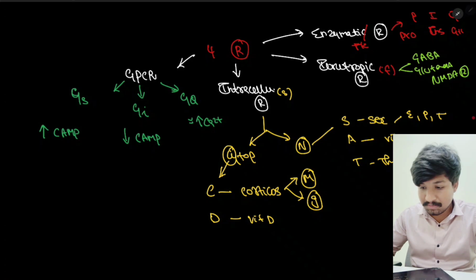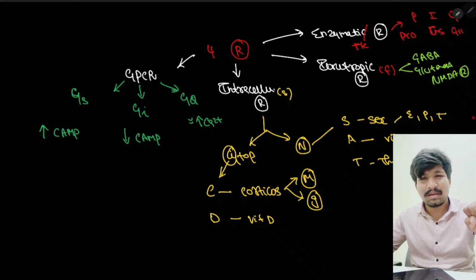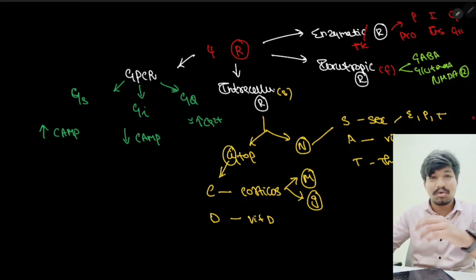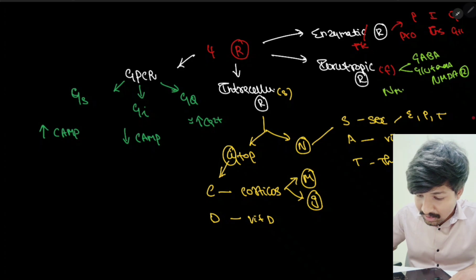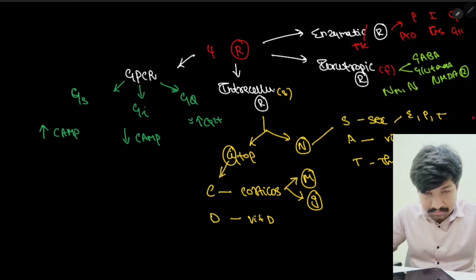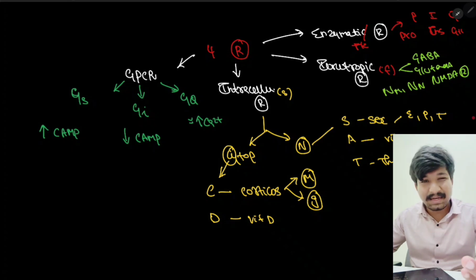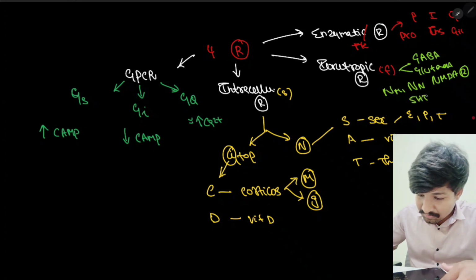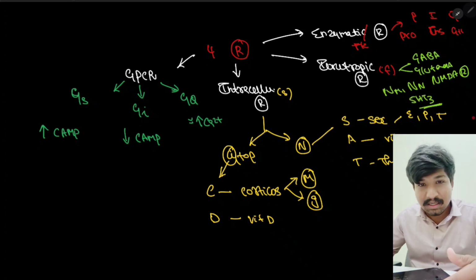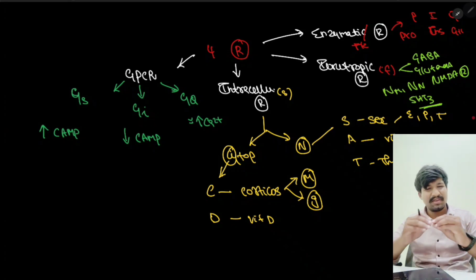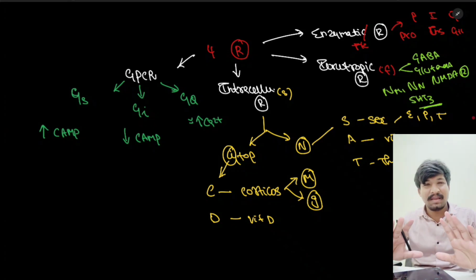Then we have GABA receptors, and the fastest thing we should have is nerve and muscle coordination, right? So nicotinic receptors, NM receptors, and NN receptors, nerve muscle, nerve. And finally, the third one is 5-HT3 receptors. This is the question asked in INICET. So this is the story of receptors. You can very easily remember in the way I taught you.